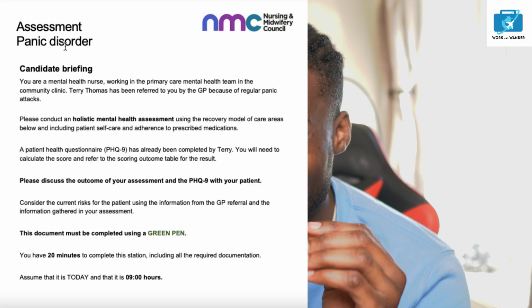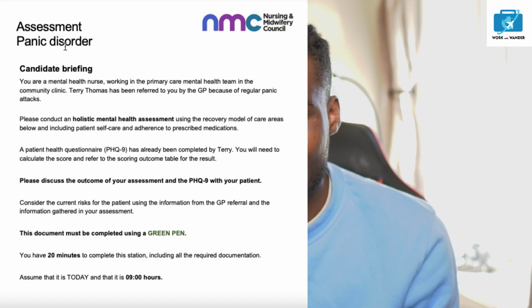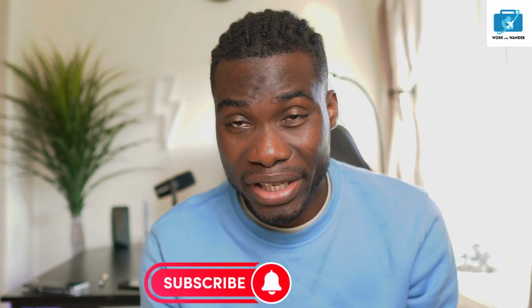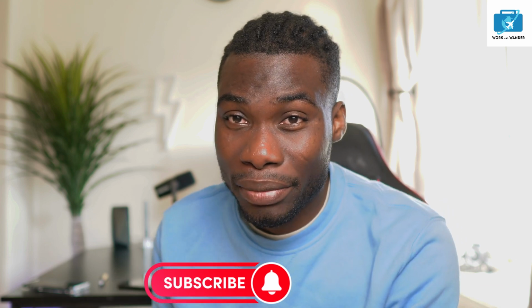Now, we know already that in the assessment station, you are either going to get a patient who has depression or a patient who has mania. These are the only two phases. And you have 20 minutes to complete this assessment. The very first thing that could be very helpful is the documents that they give you. The very first document is a scenario. The scenario exactly tells you what you are doing and what setting you are in. It could be a community setting, or an admission-based or hospital-based setting.